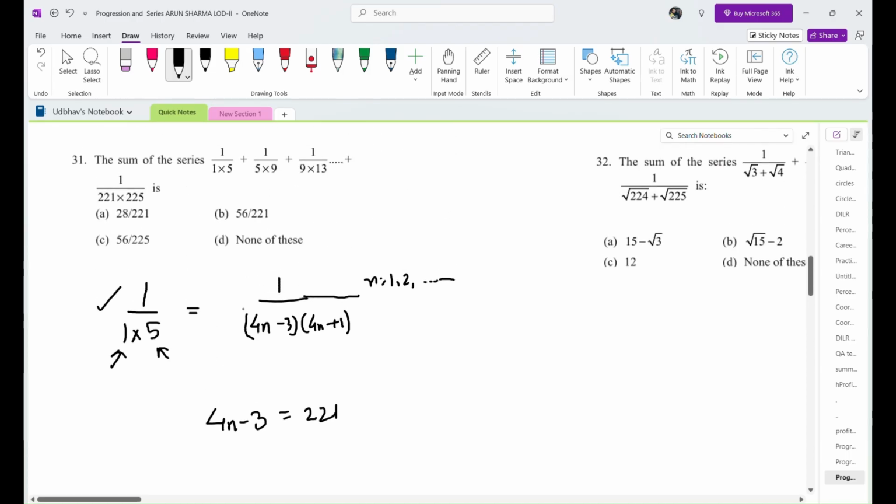So from here, we should not use this 221. We should use this 4n plus 1 equals to 225. And why are we using the latter term?